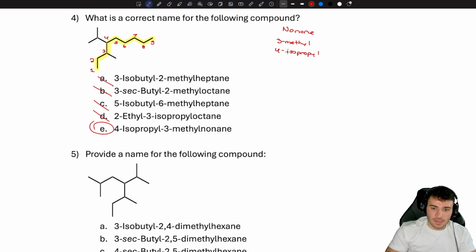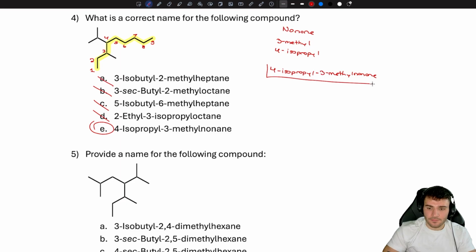Now notice that if we name in alphabetical order, we have to name isopropyl first. And so it would end up being 4-isopropyl-3-methylnonane. And that's our answer choice, E.